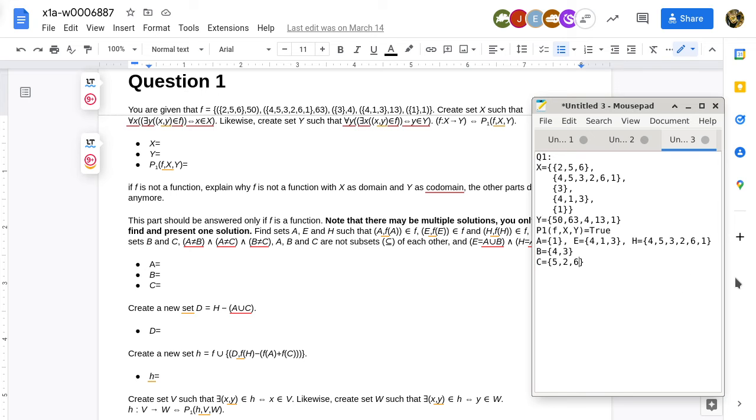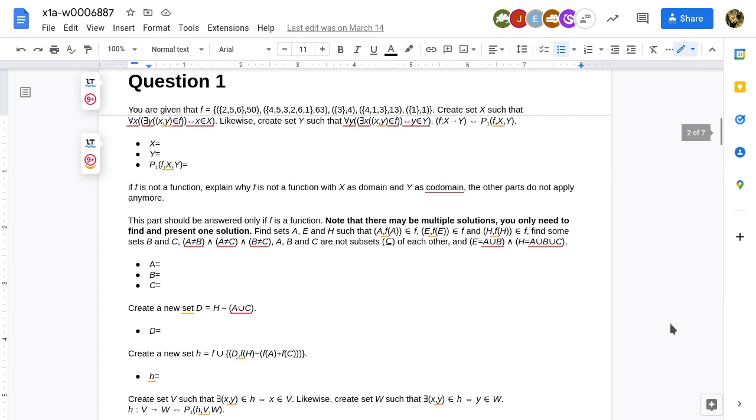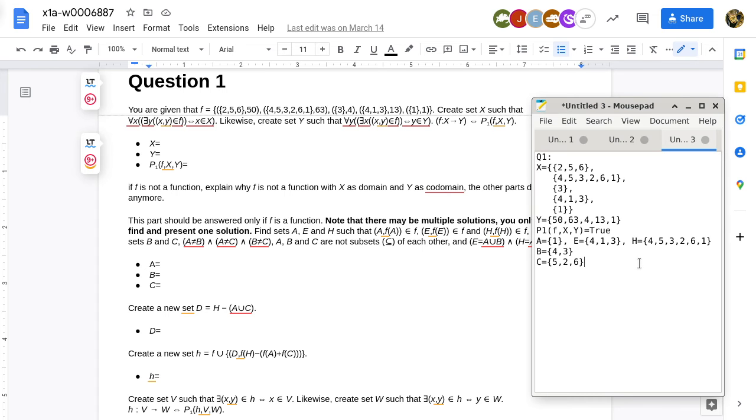And then there's more, right? So after this, the question asks what is D? D is H minus A union with C. So what do we know about A union with C? We know what A is. A is just having the element of 1. C has the elements of 5, 2, and 6. So H minus the union of A and C is going to be everything in H that is not 1, 2, 5, or 6. So 3 and 4. Yep, that is correct.